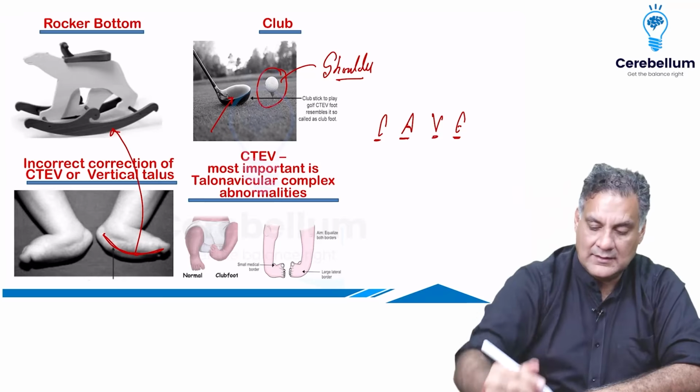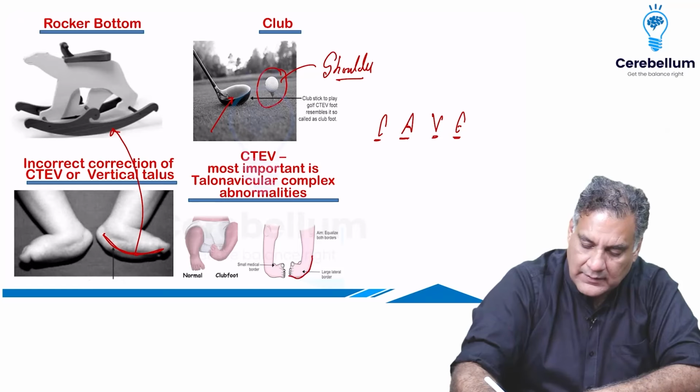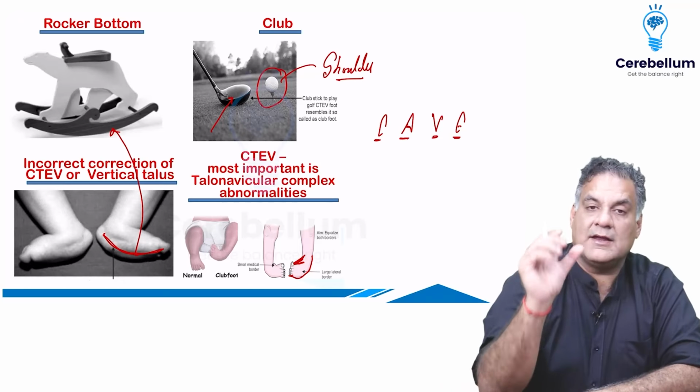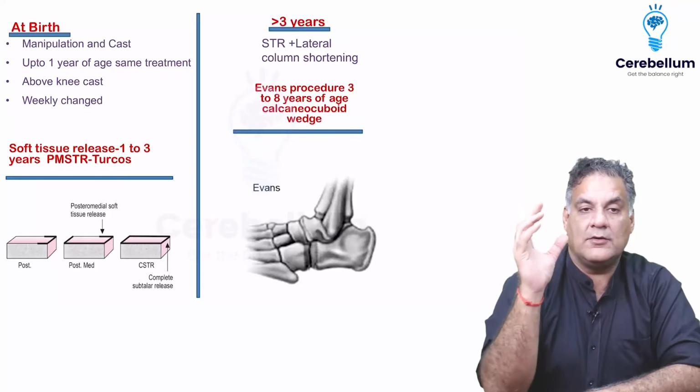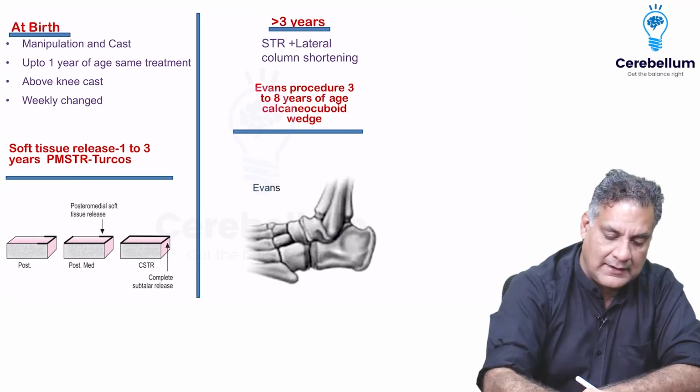So in CTEV, you have a large lateral border and you have a small medial border and tight medial structures. The aim is to equalize both the borders, all right? So how do you do that? At birth, you apply manipulation and cast.